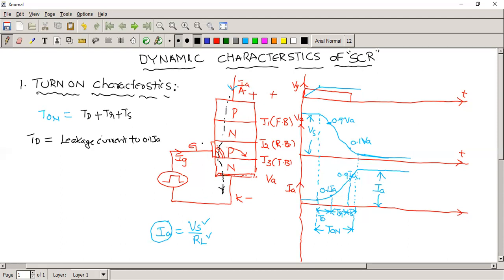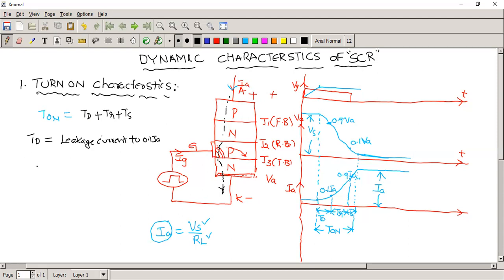In this path, the current will pass because here the gate current density is more, but here the gate current density is lesser. So this anode current will try to pass only through the region where the gate current density is more. That is happening basically in the duration of the delay time.